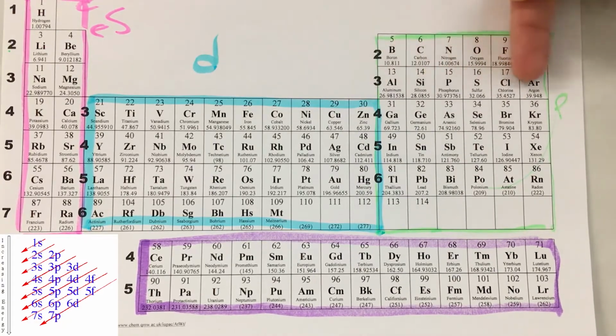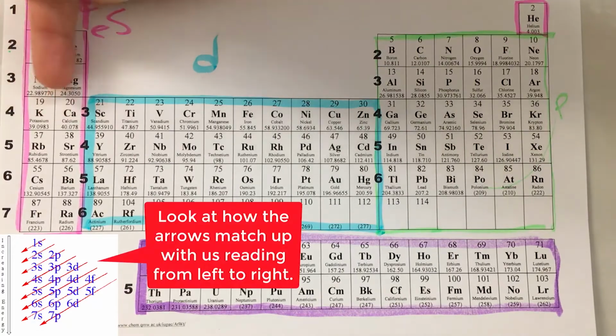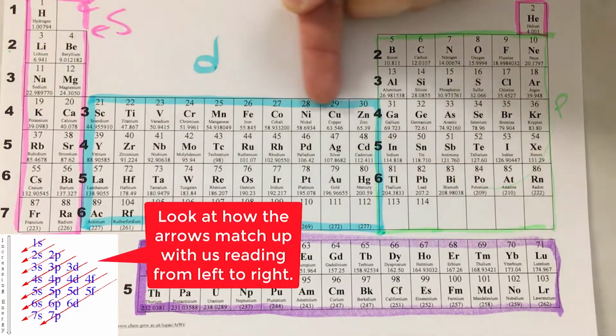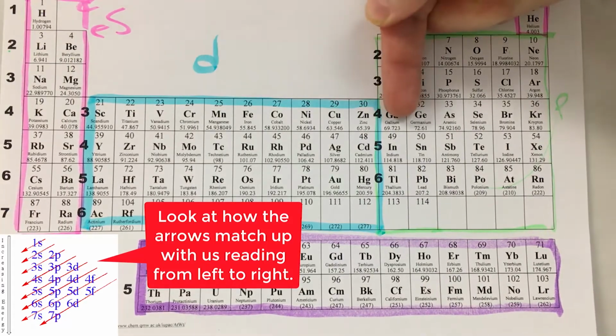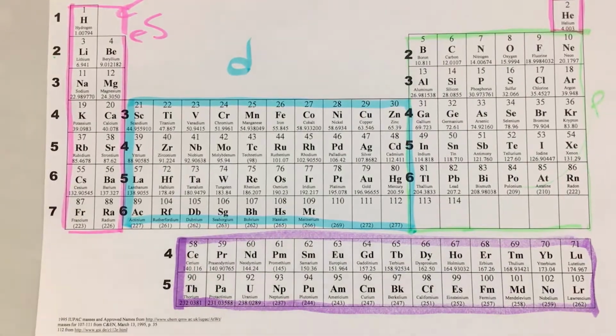4p, 1, 2, 3, 4, 5, 6. 4s, 1 and 2, and here's where it gets really cool. It goes 4s, then 3d, 1, 2, 3, 4, 5, 6, 7, 8, 9, 10, and then back to the 4p, 1, 2, 3, 4, 5, 6. Watch how we can do shorthand notation so much simpler now.